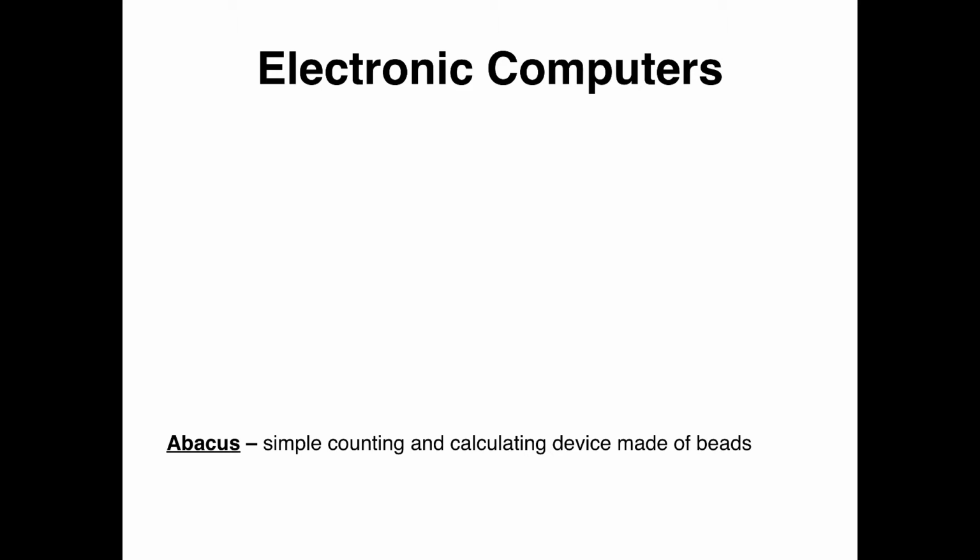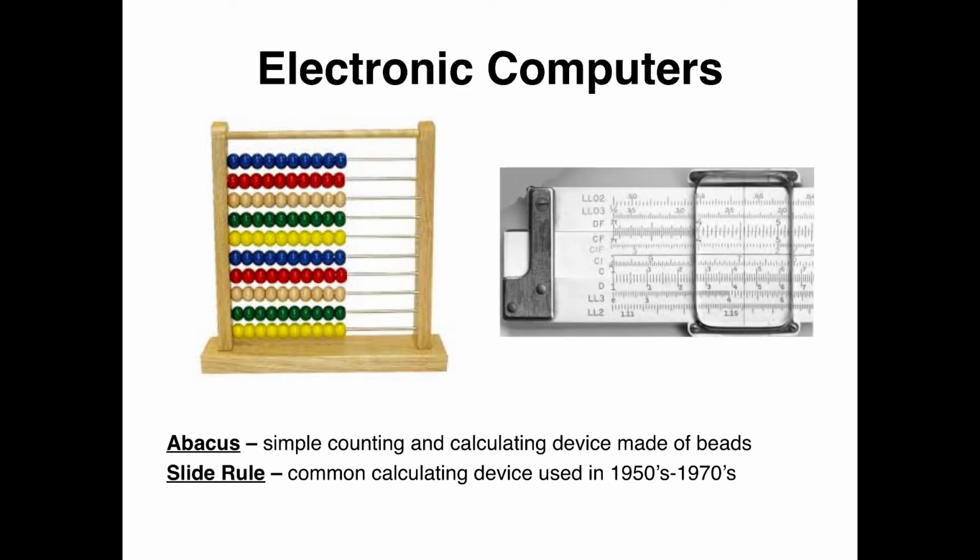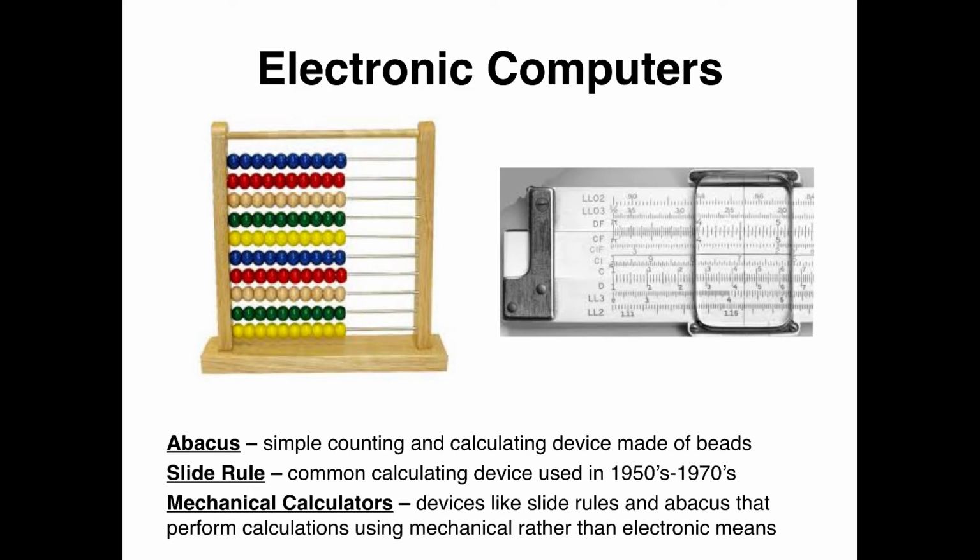So we start out with the simplest way of doing calculations, and this was called an abacus. It was a series of beads that could be used for counting and calculating. And this is what an abacus looks like. A slide rule, as I've talked to you about before, was a common device that was used during my time in high school for doing calculations. And this is a slide rule. Mechanical calculators came along, and they were devices that, like slide rules and abacus, could perform calculations using mechanical rather than electronic means. So mechanical calculators did their work mechanically.